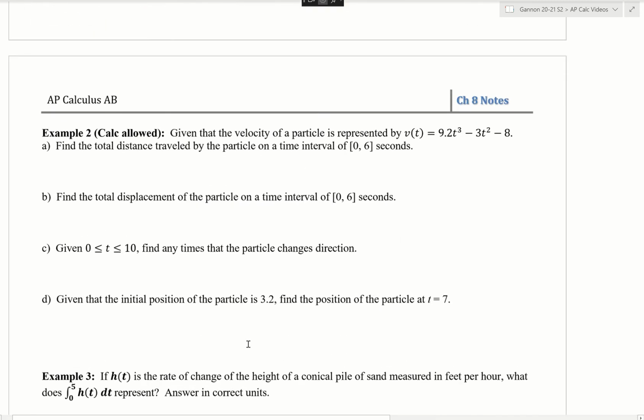So we're going to go ahead and pick up where we left off, looking at example 2. Now, it does say calculator allowed, so that's going to be important, right? Whenever it says that, we want to make sure we have our calculator available to us. So let's read the question.